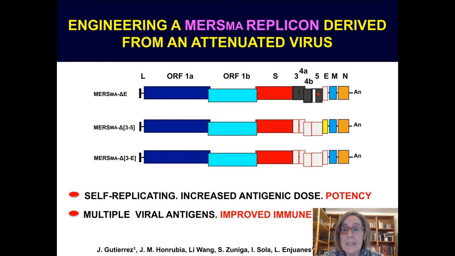And this self-amplifies viral antigens and the antigenic dose, including not only the S protein, but multiple viral antigens, like genes M, N, and non-structural proteins included in the replicase, which improves the immune response. In addition, it is highly safe because it lacks genes essential for propagation, like the E gene, and all the accessory genes involved in virulence.